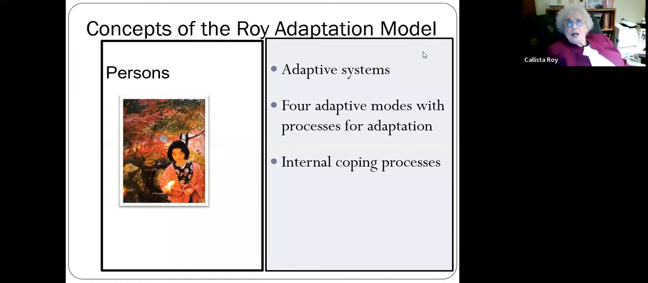The concepts of the model then, first of all, in talking about persons, summarizing the ROI model's view of persons, we have adaptive systems, four adaptive modes with processes for adaptation, and internal coping processes.